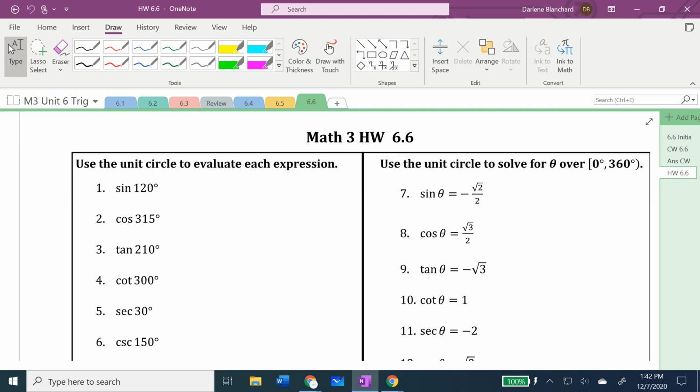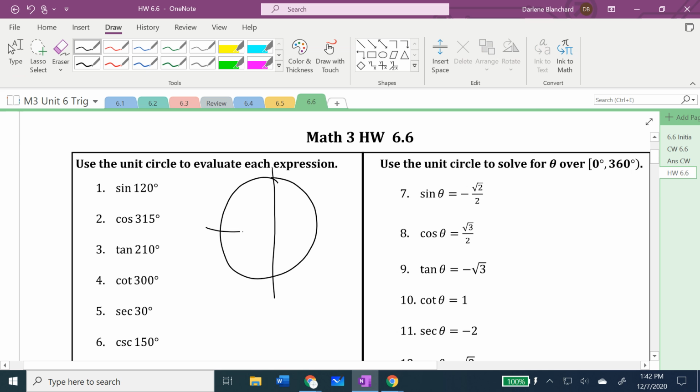So if I take a unit circle, I'm going to draw a quick unit circle. I've got my x and my y axes. 120 degrees is 30 more than 90 degrees. So 90 degrees stops here. 30 more than that is 120, which stops here.